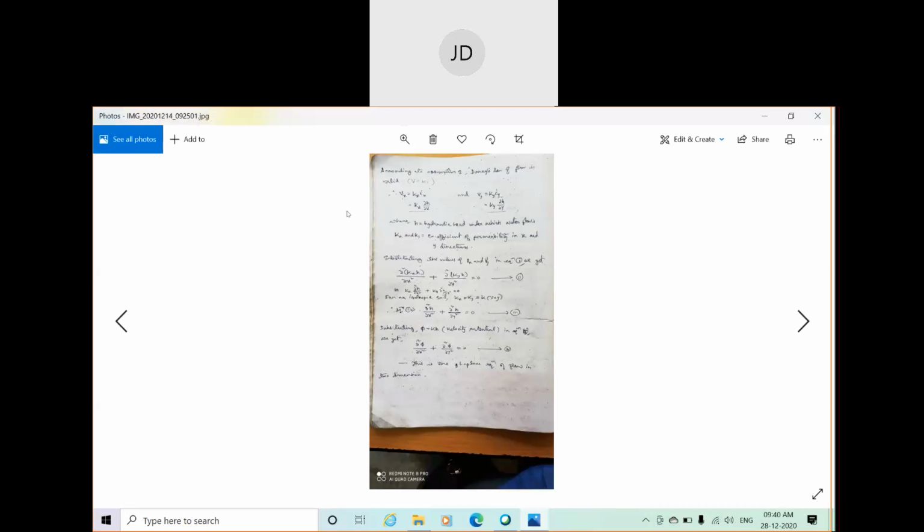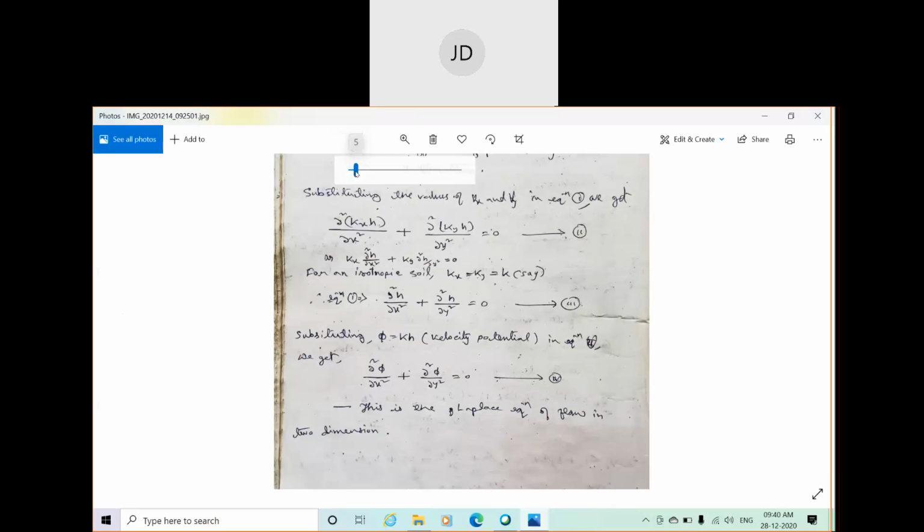I want to go through the last class only. You can see this particular final result of the last class, that is the Laplace equation: the double derivative of phi, where phi is k into h, your velocity potential, with respect to direction x, plus the double derivative of phi with respect to y direction, equal to 0. This is known as the Laplace equation. But the general equation is this one, number 2: del square kh by del x square plus del square kh by del y square equal to 0, where k into h represents your velocity potential in the respective direction.